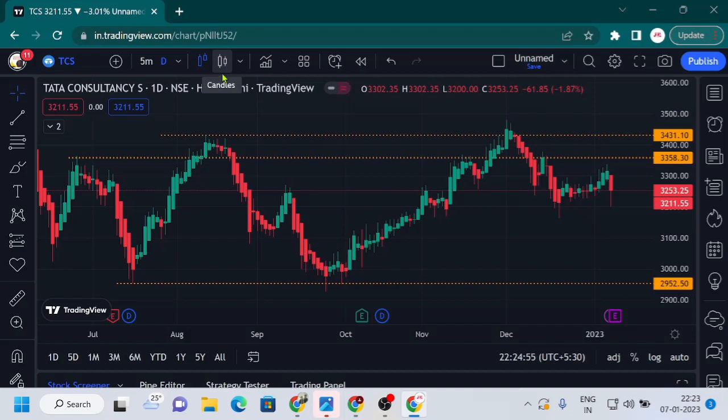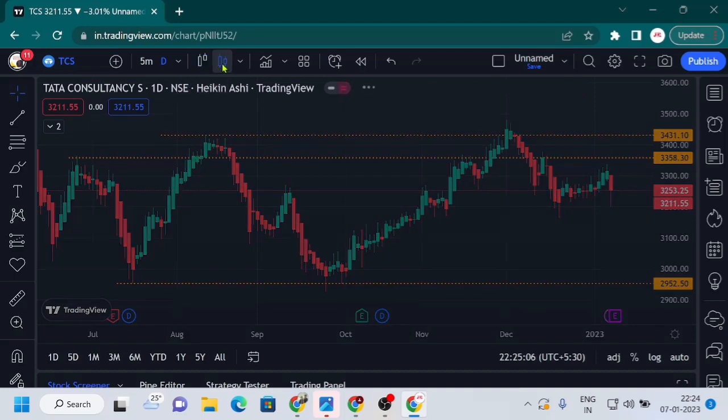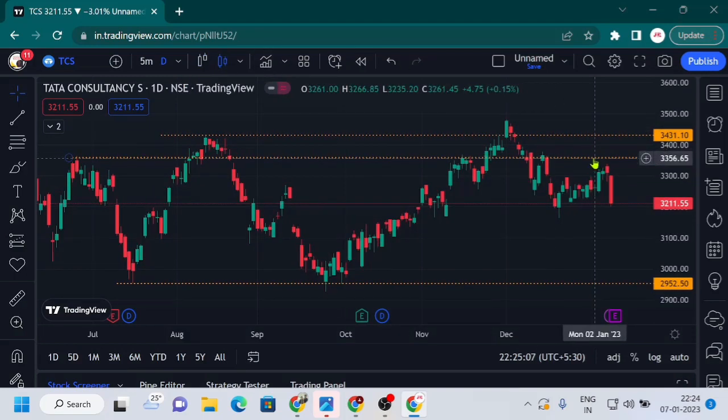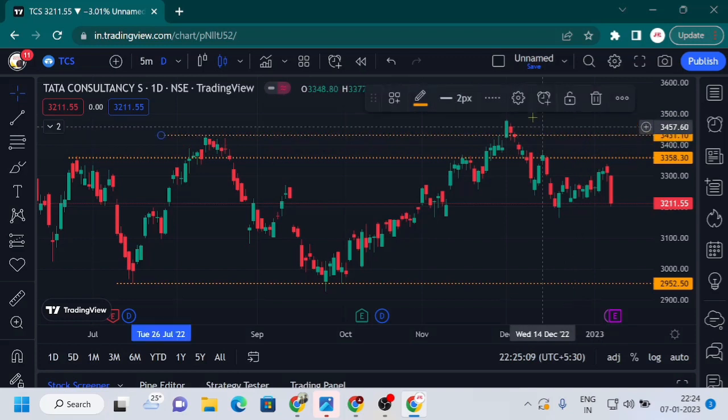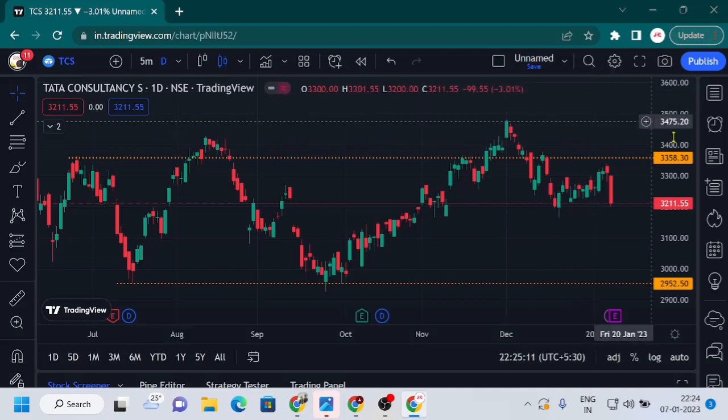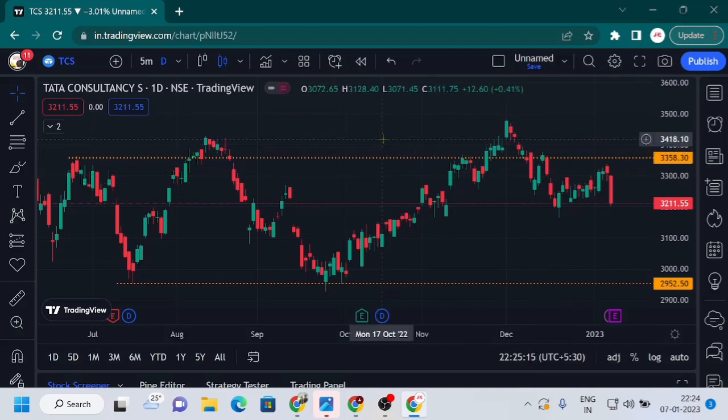This is a very beautiful candle for swing traders, and I think I have explained the difference between the Heikin Ashi and the normal candlesticks, and I think everyone might try this in your trading style. You can use it in your trading style. This is how the professional swing traders use this Heikin Ashi.